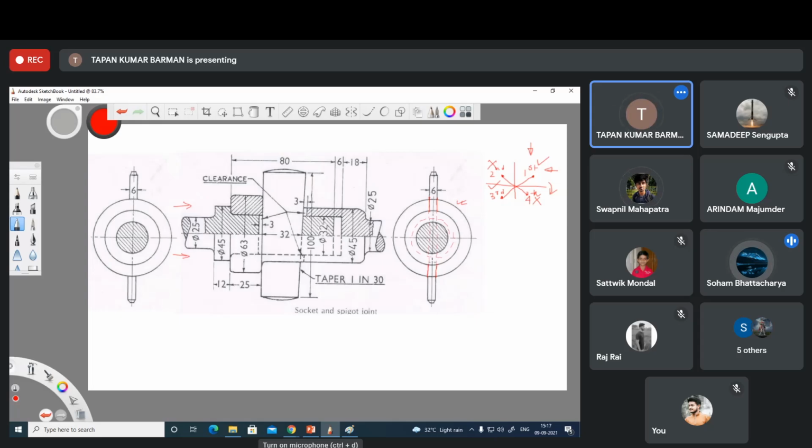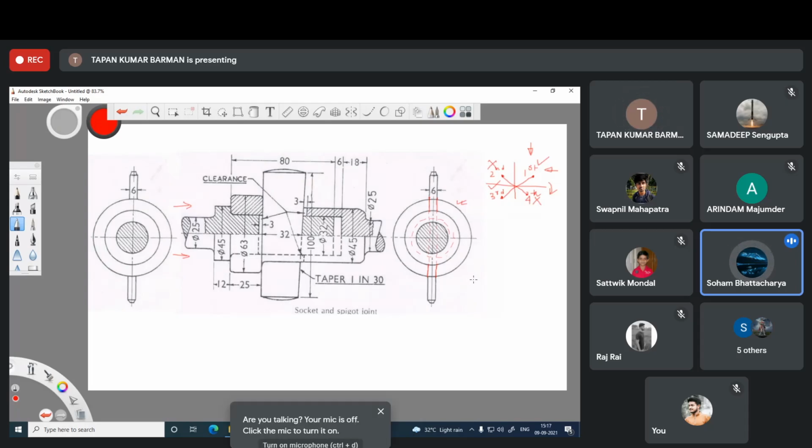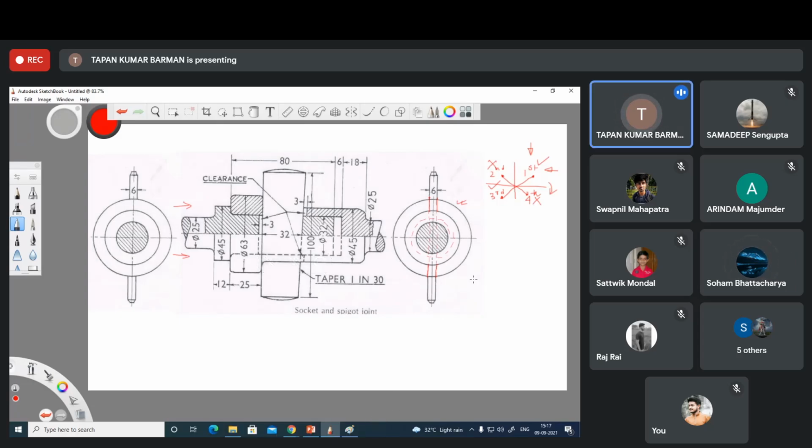Yes, sir. For this drawing, that is understandable. But if this were a symmetrical object, we cannot differentiate between the right hand side view and the left hand side view. So there are always exceptions. If symmetric objects, then you cannot say.